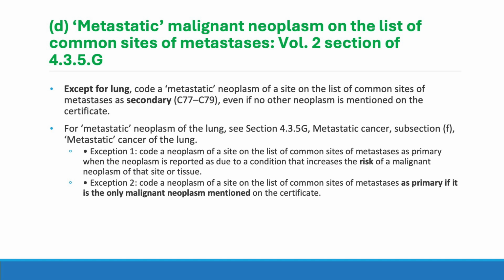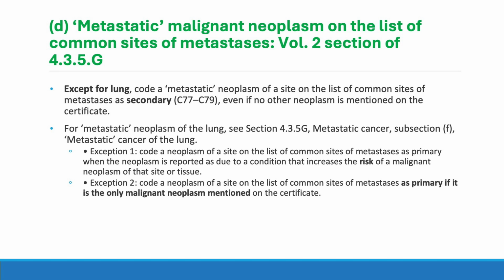Slide 18 describes how to code metastatic malignant neoplasms that are on the list of common sites of metastasis. Such metastases should be coded as secondary, that is C77 to C79, even if no other neoplasm is mentioned on the certificate. This applies to all sites except the lung, which has its own specific guidelines outlined in section 435G, subsection F of the manual.